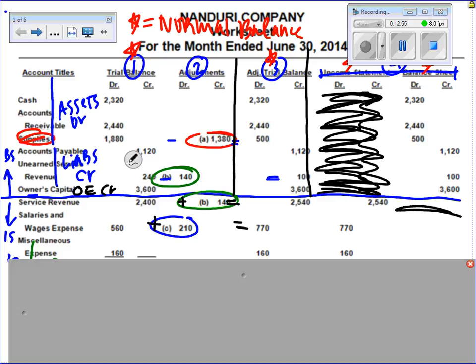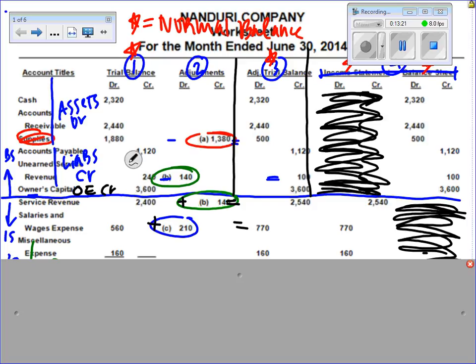Do we need the balance sheet for this one? Nope, because these are income statement accounts, revenue and expenses. What line is your miscellaneous expense on? I think I wrote that in. Is it 15? 9? Oh, I wrote income statement, sorry. So be careful to not cross out too much in this corner, okay?